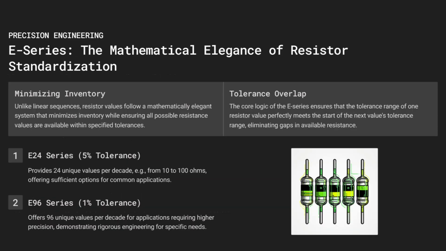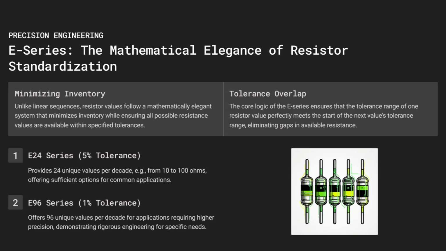Explain the core logic. Okay, so imagine you're designing a fence. You want the fence posts spaced so that the width of the first post, plus its allowed wiggle room, its tolerance, perfectly meets the starting edge of the next post's tolerance range. So there are no gaps. No gaps. That's the E-series. Component values are selected so the tolerance range for one value coincides perfectly with the tolerance range of the next. It ensures there are 0 gaps in available resistance while using the minimum number of parts.